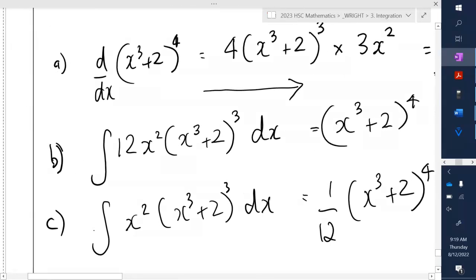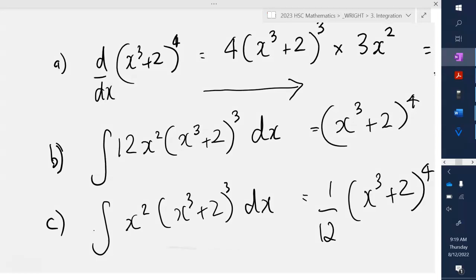The only difference between these two integrals here is the 12. So this one here is 12 times bigger than what we have down here. That means our answer is also going to be 12 times bigger than what we have down here. So what we're doing is dividing this by 12 to get this integral. So if I divide my answer by 12, I'll get my new answer as well. And that's what I've done.